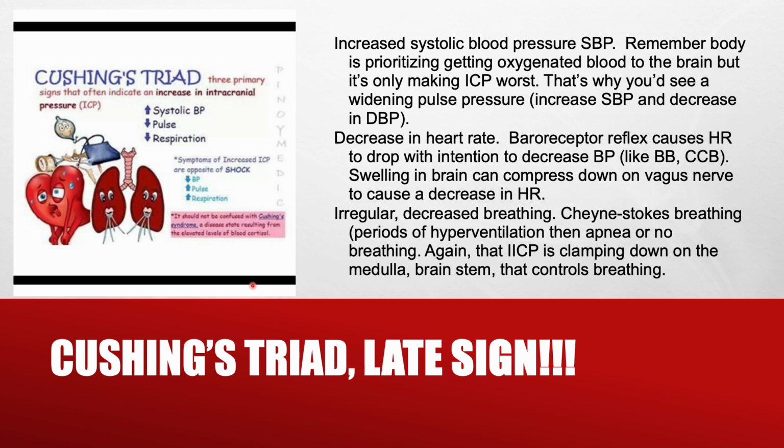And then you're going to see irregular, decreased breathing. And it could be like that Cheyne-Stokes breathing where you have periods of hyperventilation and then apnea where there's no breathing. And again, that increased intracranial pressure is causing part of that brain to clamp down on the medulla, brainstem. That is very vital to controlling breathing. And over here you can see increased systolic blood pressure, decreased pulse, decreased respirations, and it's just the opposite of shock.